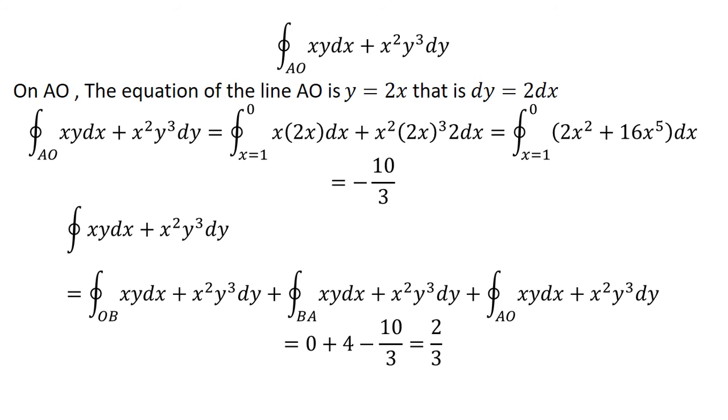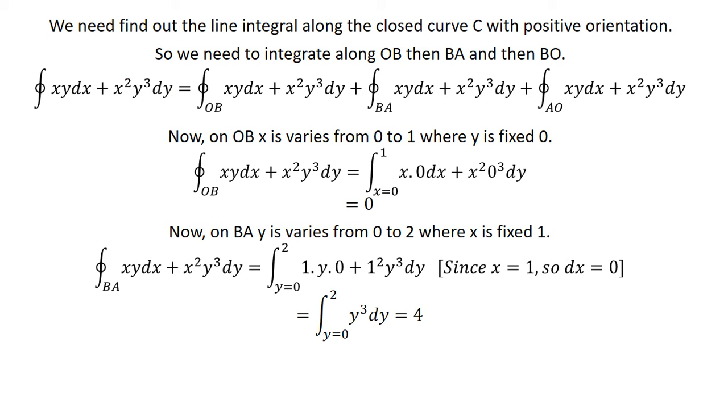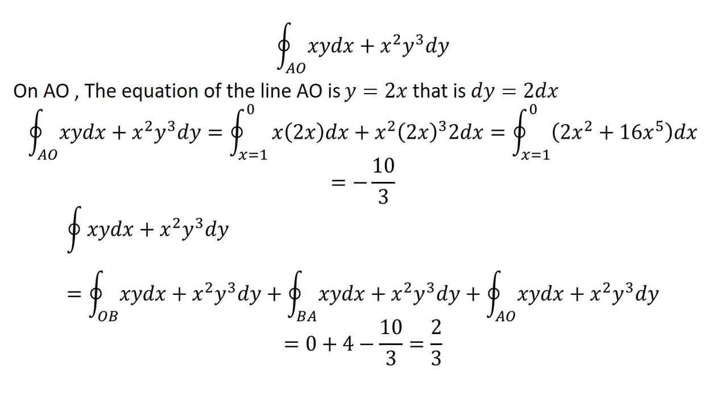So the whole integration will be integration along OB plus integration along BA plus integration along AO, and the result will be 2 by 3, which is equal to the previous answer. Look, the previous answer was 2 by 3, and now using simple line integral, your answer will be 2 by 3 again.